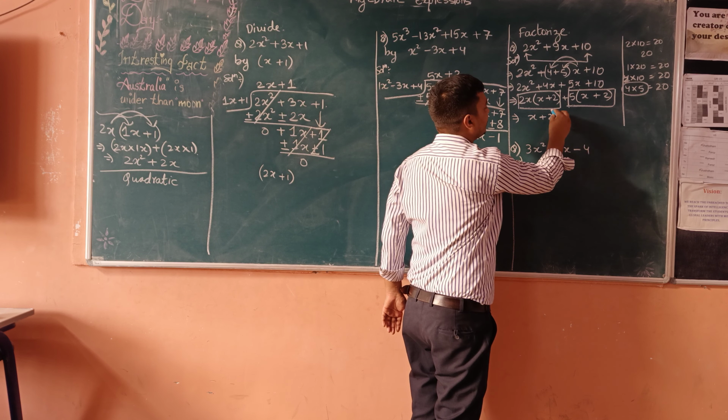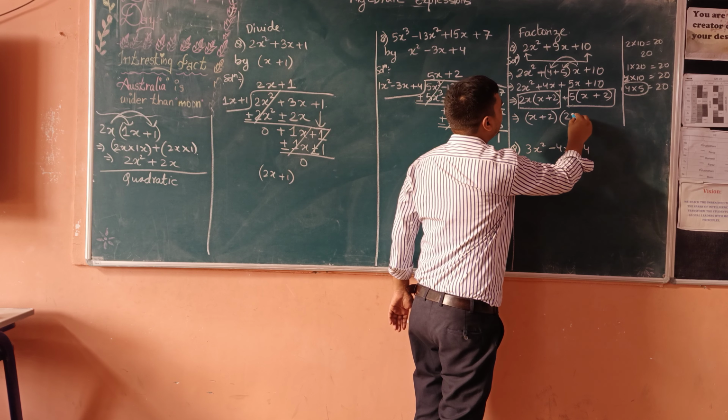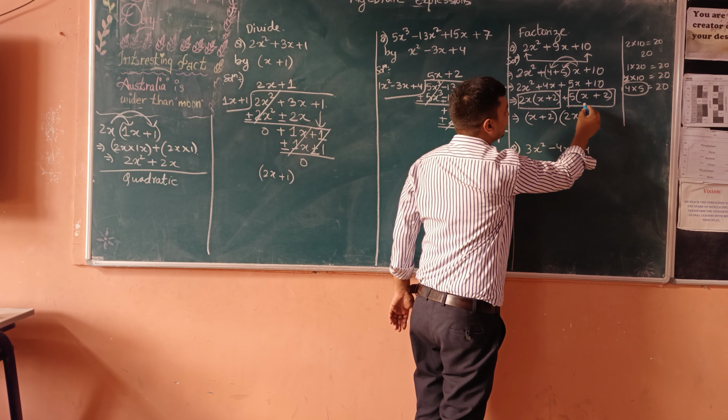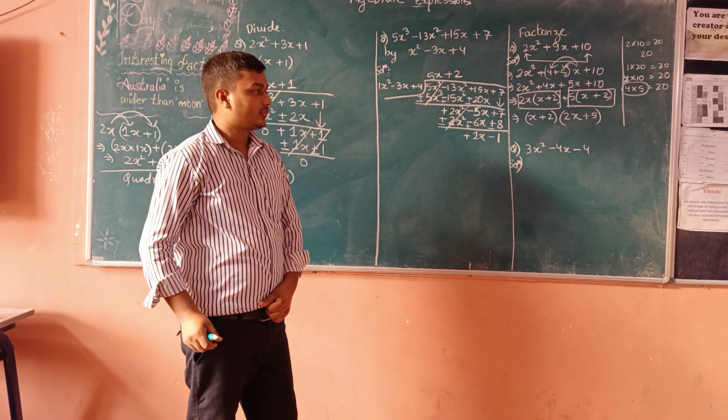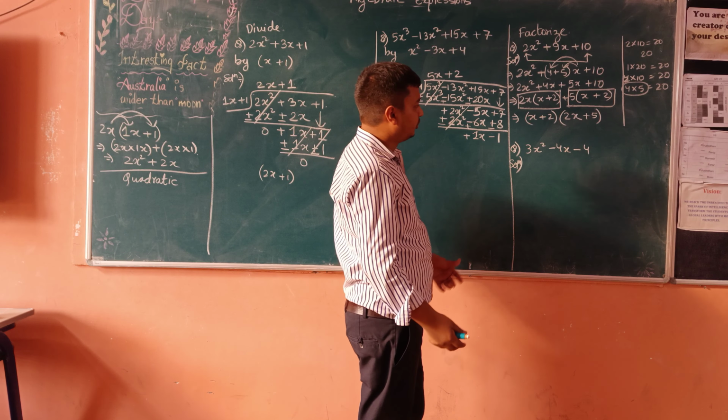Now I will take out that common outside, x plus 2. Next is what? 2x. What is remaining? Plus 5. So 2x plus 5, this is your answer. This is the process how you should solve it. Now let us move to the next question.